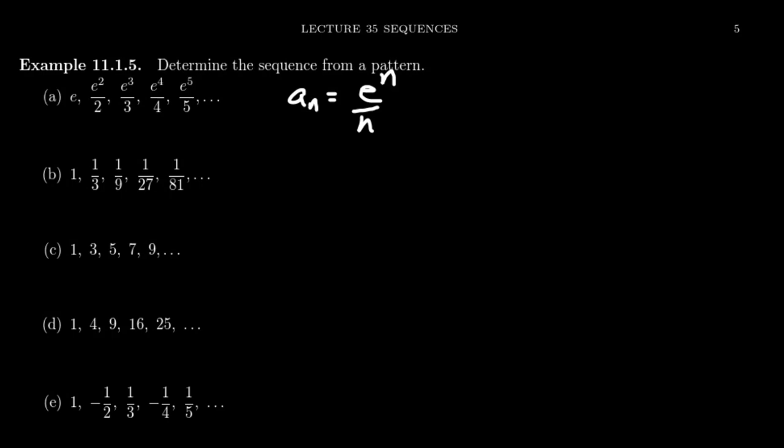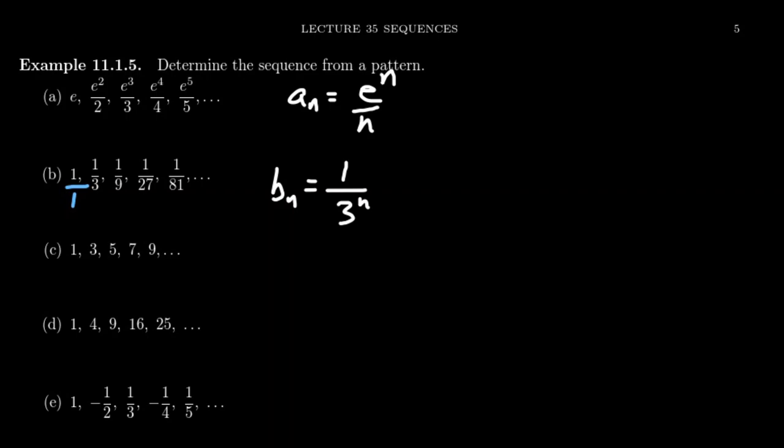Let's look at example b right here. So we have a sequence, again, kind of like the first one. We could rewrite this as fractions, 1 over 1, 1 over 3, 1 over 9, 1 over 27, 1 over 81. The numerator always seems to be a 1, so I can use that aspect here. b sub n will equal 1 over what? Well, if we look at the denominators, what's the connection here? 1, 3, 9, 27, 81. These appear to be powers of 3: 3 to the 0, 3 to the 1st, 3 squared for 9, 3 cubed, 3 to the 4th. And so we're going to get powers of 3, 3 to the n.